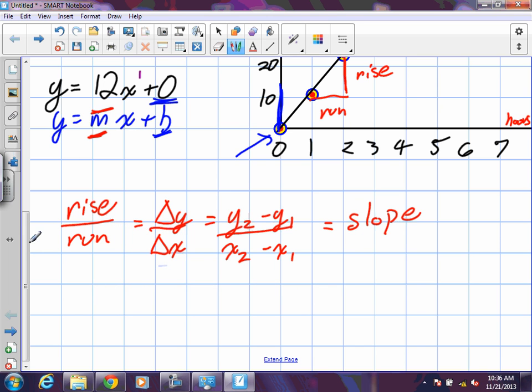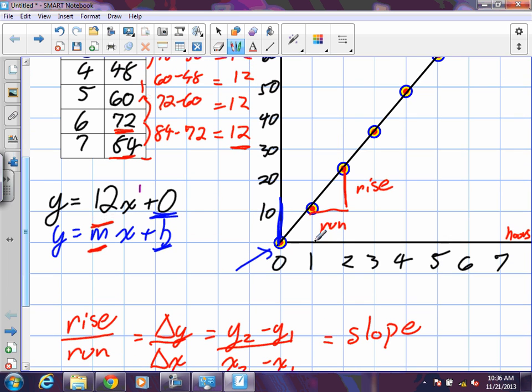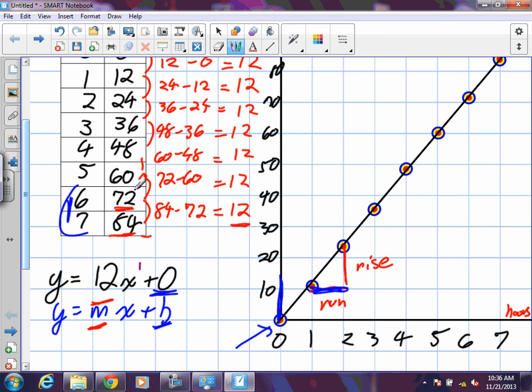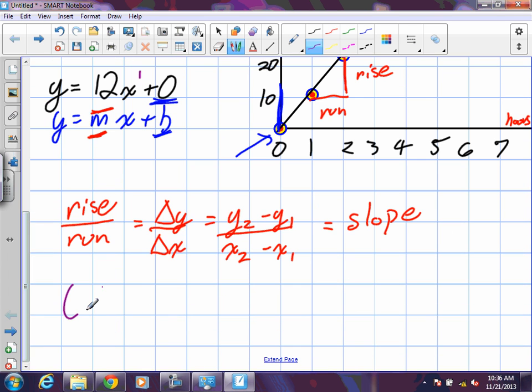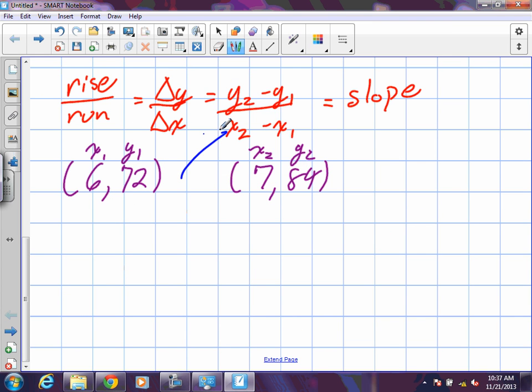Now, rise over run. What was our run in this case? 1. And that's exactly the difference between a pair of these. So I'm going to use the last two. Okay? I'm going to call this my x1. I'll use a different color here. x1, y1, x2, y2. Okay, so we'll write these coordinates out so I can remember. The x1 was 6 and 72. And so this was x1, y1. And the other one was 7 and 84, which was our x2 and y2. Okay? So we're going to plug these values into this equation here. Our slope, or our rise over run, or I should have written rate of change.